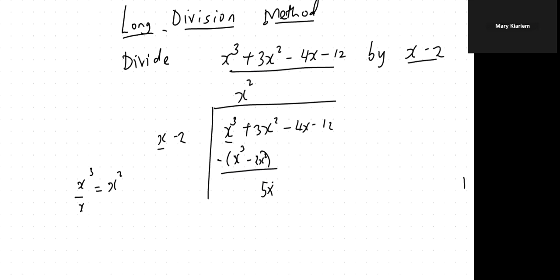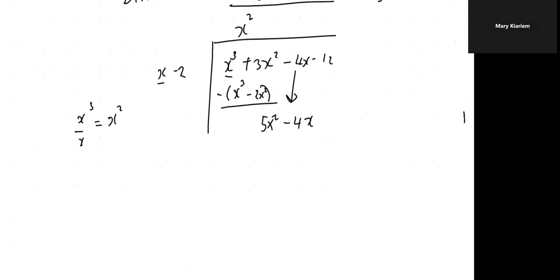Then we have to drop the term that follows. In this case, it's minus 4x. So we drop it with the sign. Then again, we repeat the procedure. We take the first term there, divide by the first term there. So that means we have 5x squared divided by x. If you use the laws of indices, then we'll have 5x.